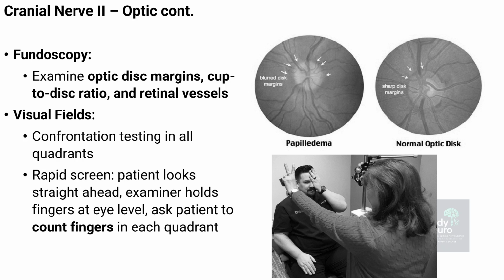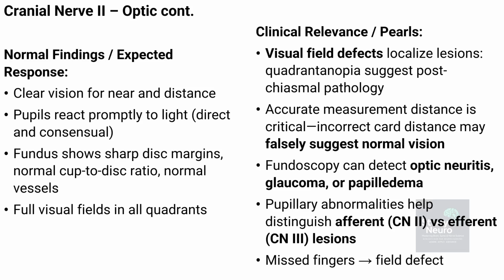A rapid screening method involves the patient looking straight ahead while counting fingers held by the examiner at eye level in each quadrant. In a normal examination, the patient will have clear near and distance vision, pupils that respond promptly to light, a fundus with sharp disc margins and a normal cup-to-disc ratio, and full visual fields in all quadrants.